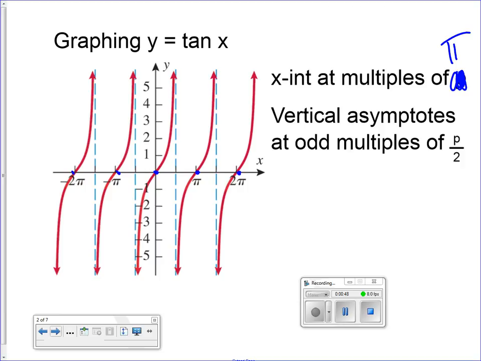And then there's vertical asymptotes at what we say odd multiples of pi over 2. So that's like 1 pi over 2, 3 pi over 2, 5 pi over 2, any odd number. So the period of this function, it repeats every pi instead of every 2 pi. And that is the key difference between the sine and cosine graphs and the tangent and cotangent graphs.